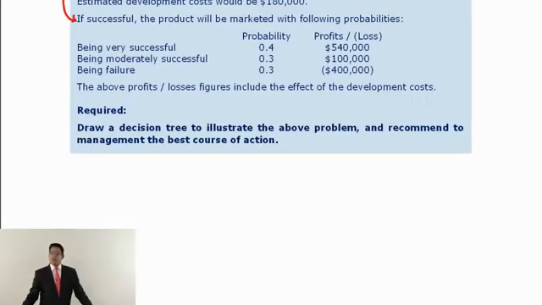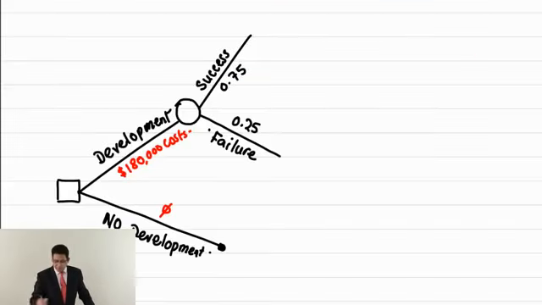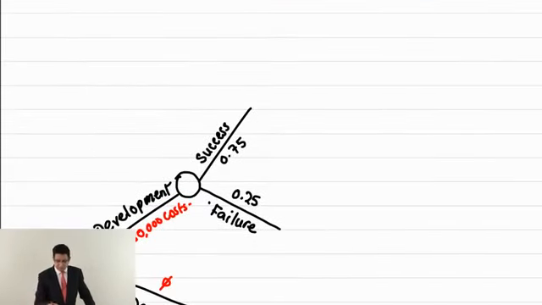Now we will market the product because development, for example, was successful. In that case, one of the three things may occur. That our development may be very successful, moderately successful, or failure. And in that case, we will end up with these profits. Okay, 540, 100 or $400,000 loss. One of the three things will occur if we market the product. Okay, so it comes on this side.